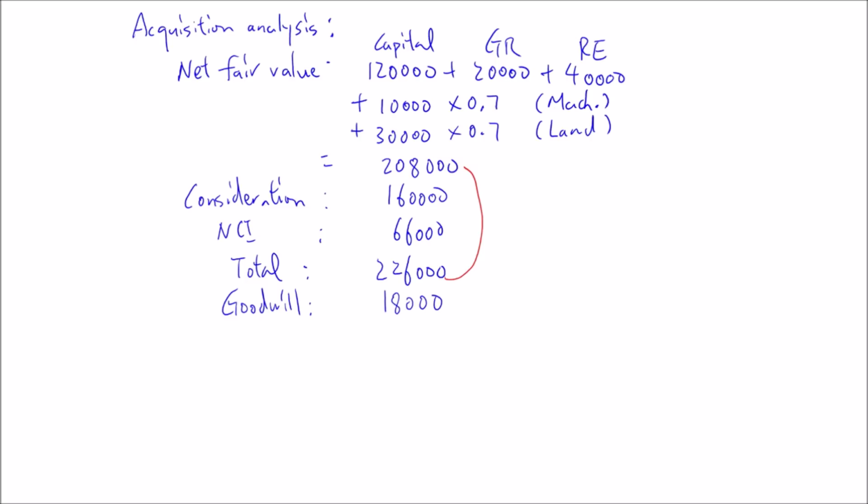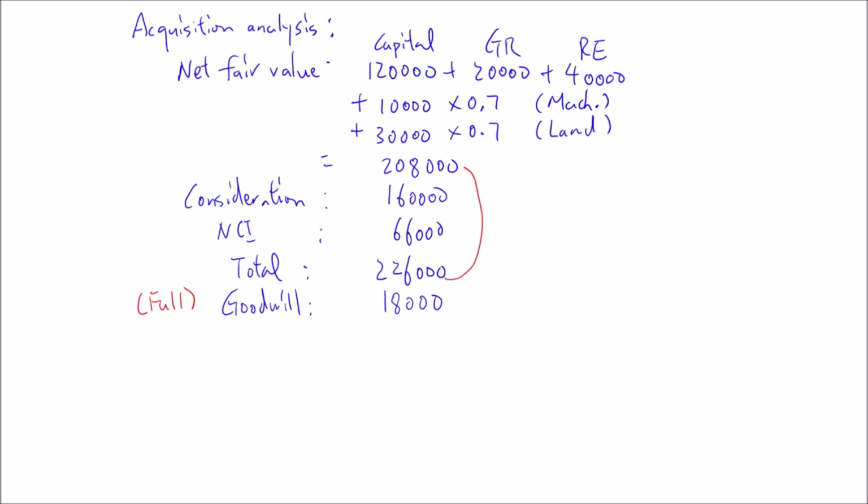And remember, this particular goodwill is the full goodwill. And we need to allocate the full goodwill into parent and also NCI. Very importantly, in this question, parent entity owns 70%, but that doesn't mean that they will get 70% of this goodwill, because we need to do the calculation for parent and NCI separately.